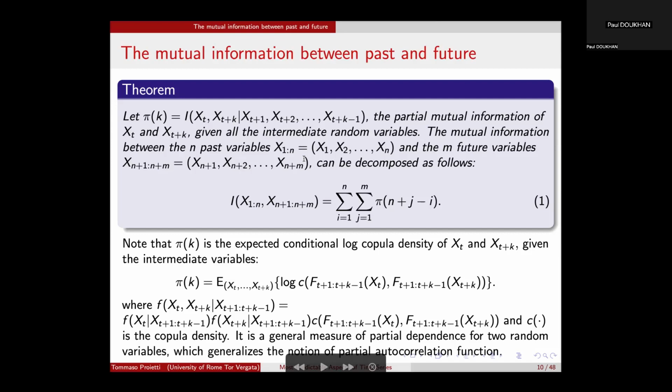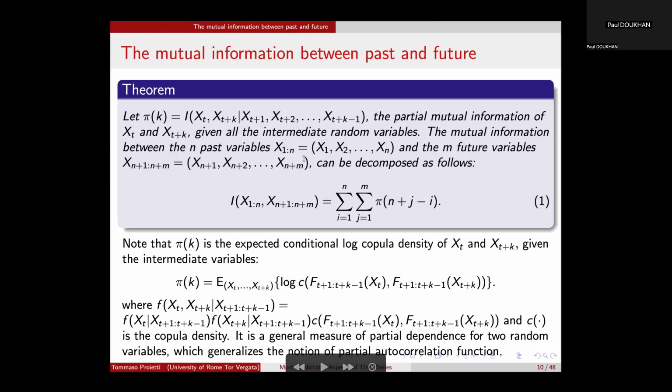So let's start by defining by pi_k the partial mutual information between x_t and x_{t+k}, conditional on the intermediate random variables. So this is a partial mutual information between these two. Then you can write the mutual information between the past and the future as a cumulative sum of all these partial dependence measures. So the past for me will be this collection of random variables from time 1 to time n.